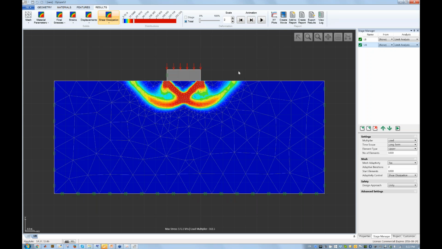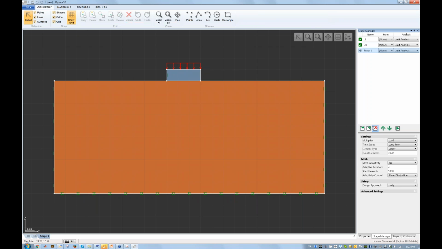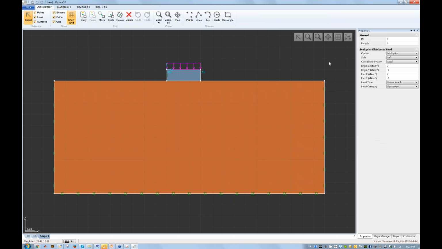So that was the bearing capacity. That's the first part of the problem. The second part of the problem, namely settlements, is we want to determine the settlements under the working loads. And if the limit load, the ultimate limit load, is 155, then a reasonable working load might be something like 100. And in order to do the settlement analysis, I again clone the stage, and then I want to change the load from multiplier, we are not multiplying anything, to being fixed at 100.